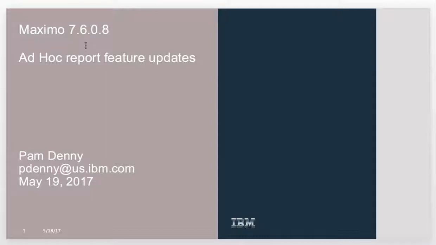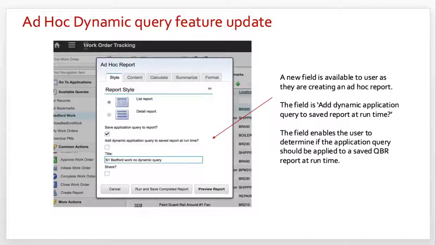In the video recording today, I'm going to highlight the feature updates at a very top level because it's important to understand the feature update before applying it. And then in subsequent videos, we'll go into the ad hoc report tool inside of the Maximo applications and demo these new features for you. So what have we done in 7608?